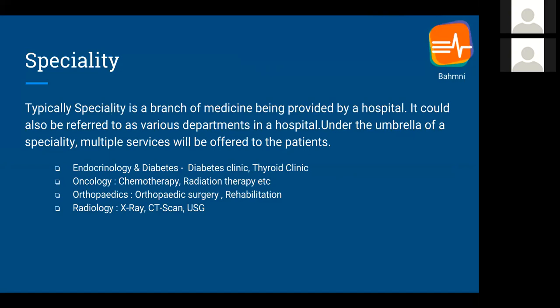For example, you could have an endocrinology and diabetes specialty, under which you could have the diabetes clinic and the thyroid clinic running. Similarly, something for oncology where you would offer chemotherapy, radiation therapy, etc. So the idea of having a specialty is to provide a broader grouping of the different services, useful for reporting and operational purposes. This is also configurable. If an implementation chooses not to have specialties, they can turn this off. So it is not mandatory to define a specialty in the appointment scheduling module.